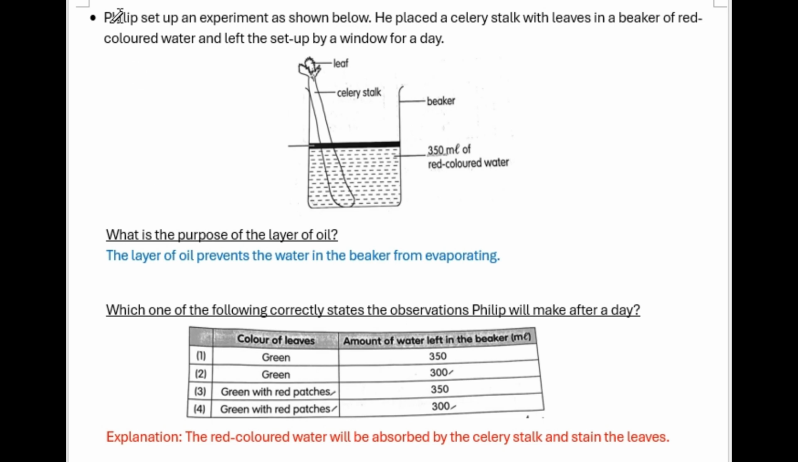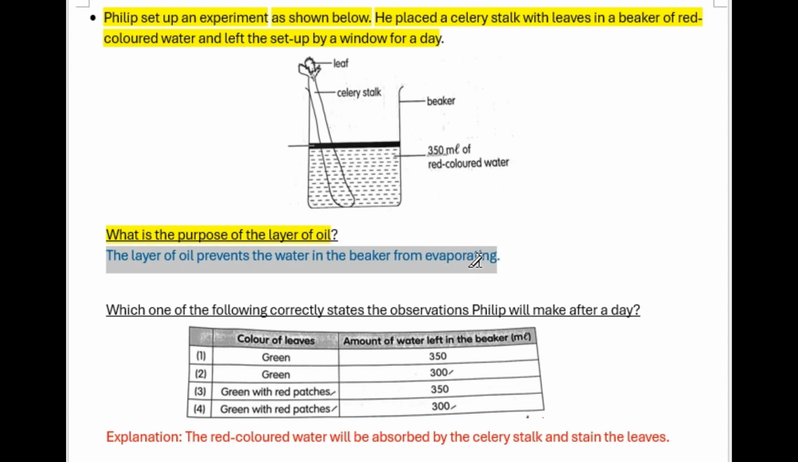Philip set up an experiment as shown below. He placed a celery stalk with leaves in a beaker of red-colored water and left the setup by a window for a day. What is the purpose of the layer of oil? The layer of oil prevents the water in the beaker from evaporating.